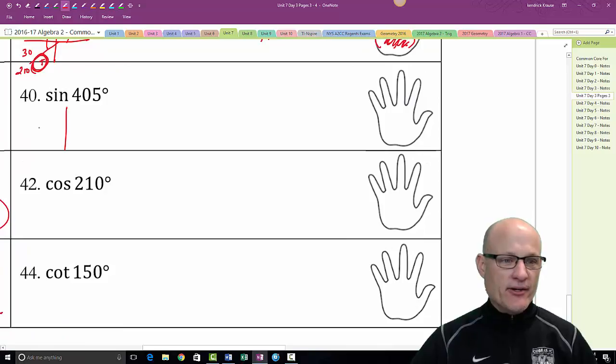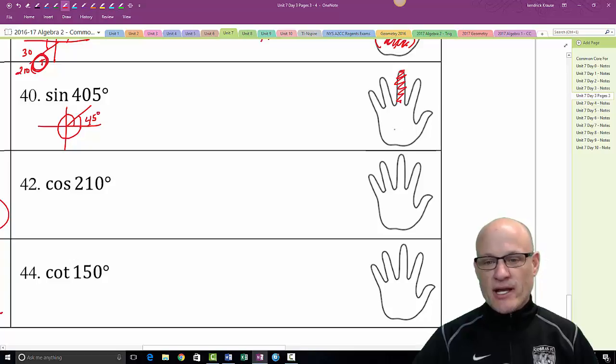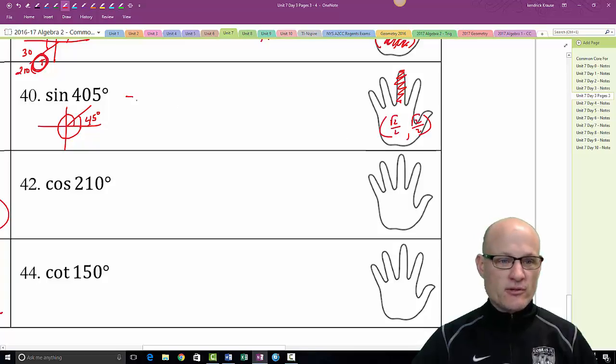405. Come on, Nooms. She picked these angles. It's all her fault. There's 360. And then I keep going. Let's see, 360. And I'm just going to go 45 more. So this is really just 45 degrees. Oh, that's not hard. That's the middle finger. Anytime you got the middle finger, they're both the same. The square root of 2 over 2, square root of 2 over 2.